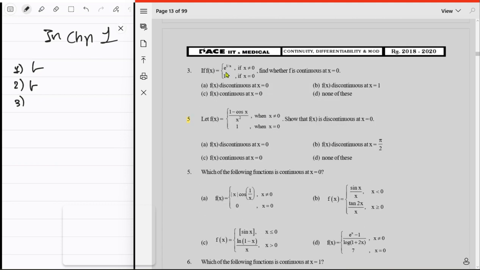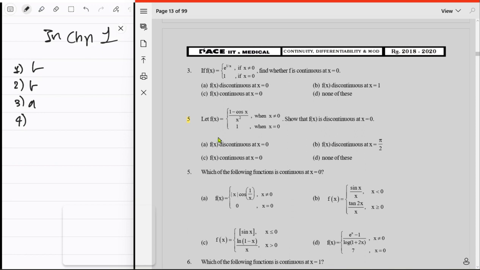Okay, the function e power 1 upon x for x not equal to 0 and it's 1 if x is equal to 0. When x approaches 0, it's just e power plus or minus infinity, right? That's problematic. So when x approaches 0 from the right, this is e power infinity, which is infinite. And when it approaches 0 from the left, this is e power negative infinity, which is 0. So that means it's discontinuous. So yes, it's discontinuous at x equal to 0. A.